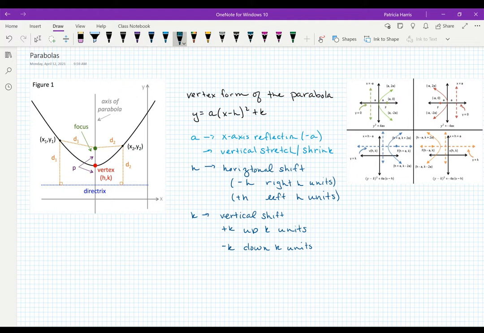And then you also got some other information. So let's say I said, hey, what's the vertex? You would say, hey, Mrs. Harris, my vertex is (h, k). If I wanted to know the axis of symmetry, you'd say x equals h. So that's how we used to do parabolas.